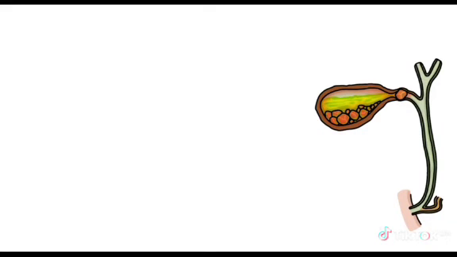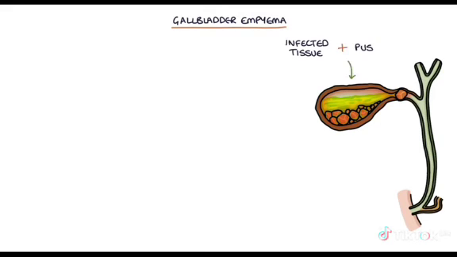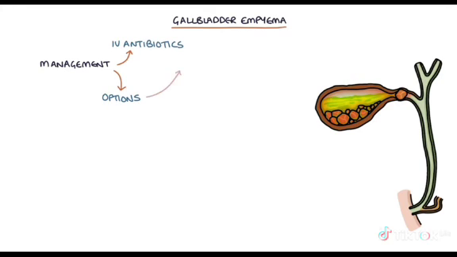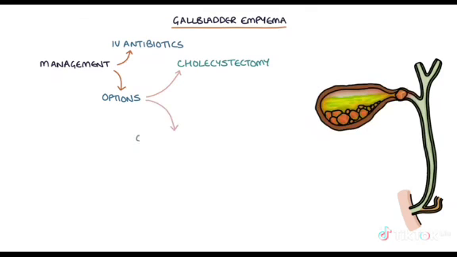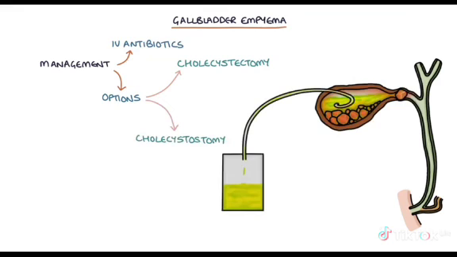Finally, let's talk about gallbladder empyema. Gallbladder empyema refers to infected tissue and pus collecting in the gallbladder. Management involves IV antibiotics and one of 2 main options: either cholecystectomy with removal of the gallbladder, or cholecystostomy with insertion of a drain into the gallbladder to allow the infected material to drain away.